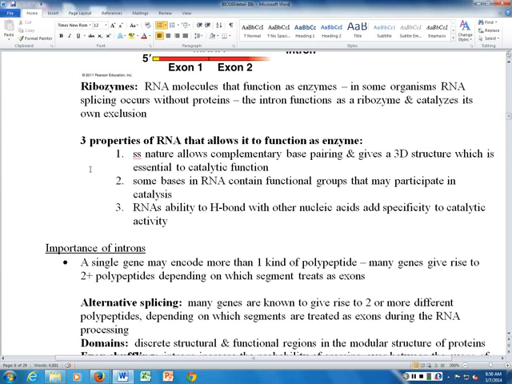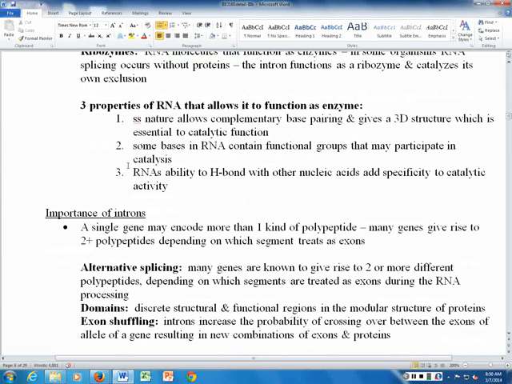So one of the reasons that RNA can function as an enzyme is it's single-stranded, so it's going to allow it to have complementary base pairs to give it a 3D structure. And that's what it needs to do catalytic functions. Some of them will contain functional groups that can participate in catalysis. And they're also able to hydrogen bond with other nucleic acids to add specificity to the chemical reactions.